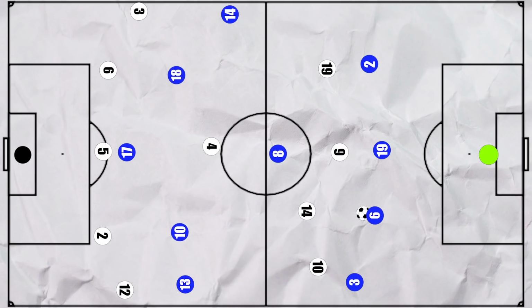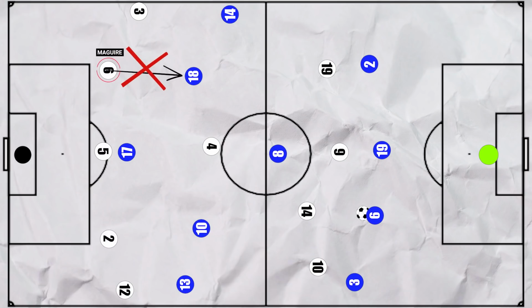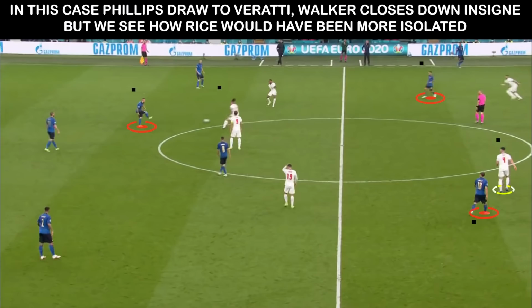So this would open up space higher up the pitch, as Insigne off the left was happy dropping into these regions. But it also created more space down the right hand side, where Barella could drop in. And unlike Walker on the right, who was happy to push up onto Insigne at times, Maguire, due to his limited mobility, wouldn't be willing to do so, meaning that Barella and later Cristante could receive.